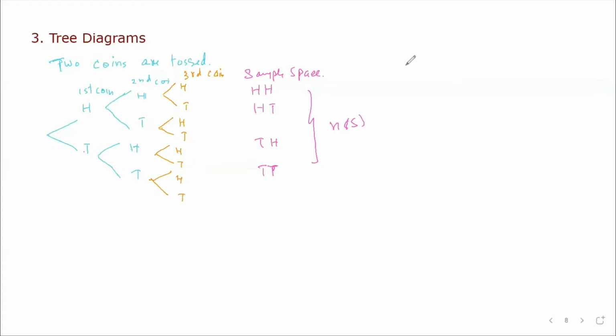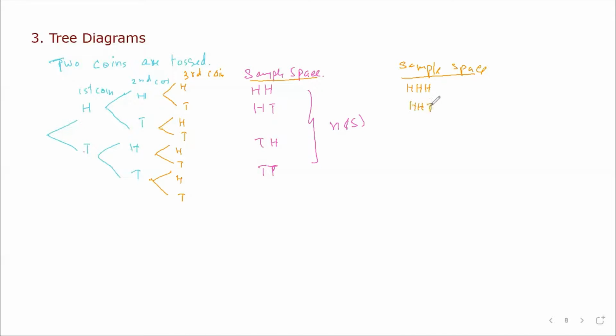Okay, so the sample space is going to be... sample space. You just list it this way. The first one is going to be head, and then also head and head, tail. I think everyone already knows this one.